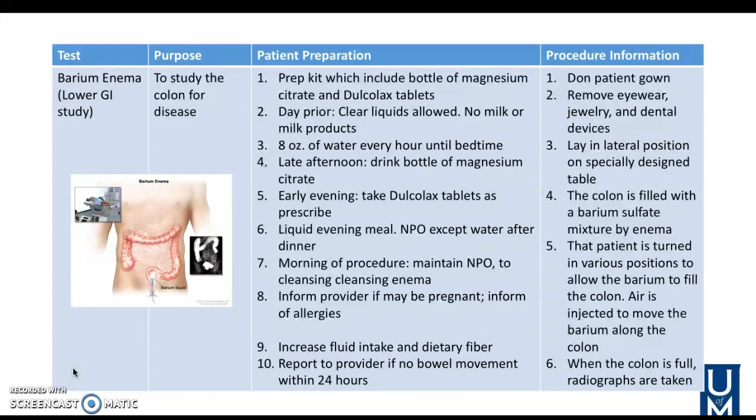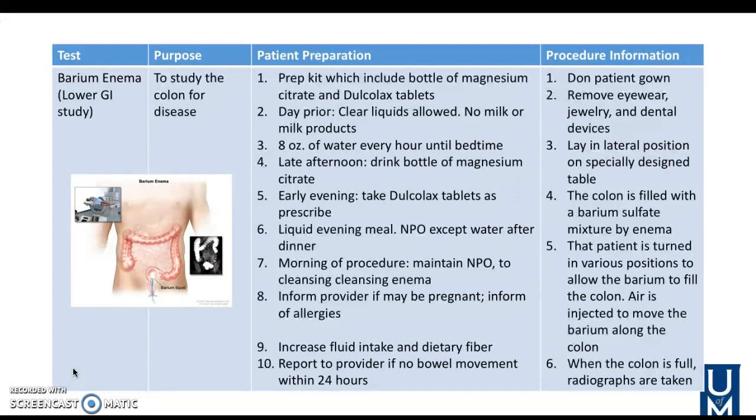So preparation for this test, the prep kit would include a bottle of magnesium citrate and Dulcolax tablets. So the day prior, they're going to have clear liquids, no milk or milk products. And they're going to drink 8 ounces of water every hour until bedtime. Late afternoon, they're going to drink that bottle of magnesium citrate. And then the early evening, they're going to also take those Dulcolax tablets as prescribed. They can have a liquid evening meal, nothing to eat or drink except water after dinner. And then the morning of the procedure, they're going to make sure they have nothing to eat or drink. And they may be provided a cleansing enema.